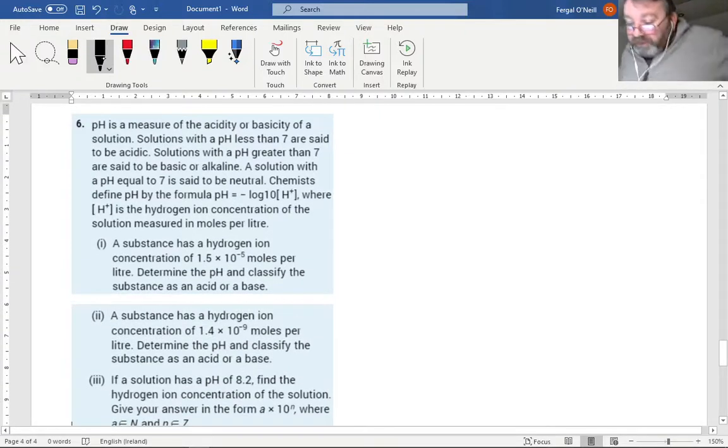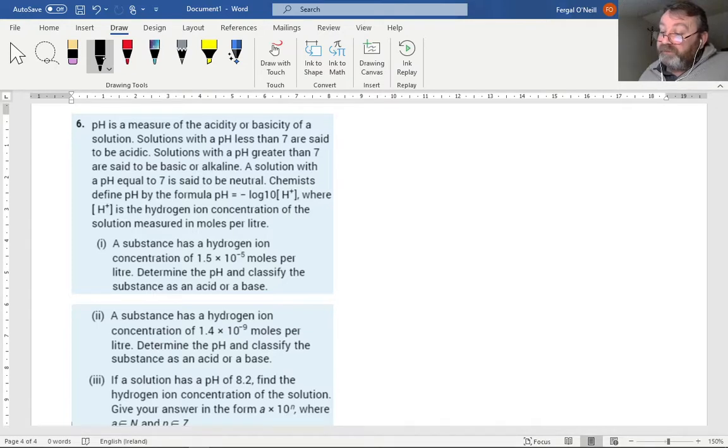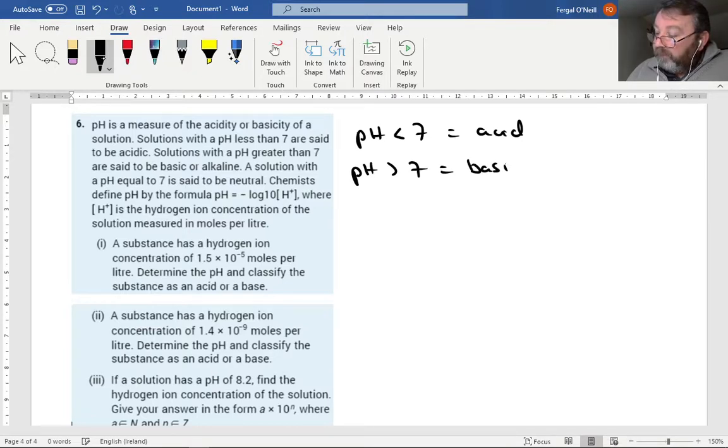pH is a measure of the acidity or basicity of a solution. Solutions with a pH less than 7 are said to be acidic. So if there's a pH of less than 7, it's equal to an acid. And solutions with a pH greater than 7 are said to be basic. A solution with a pH equal to 7 is said to be neutral. You know this from your junior cert already.